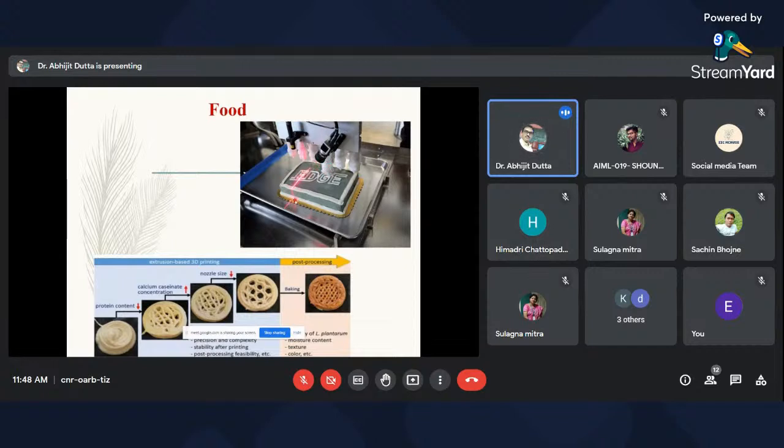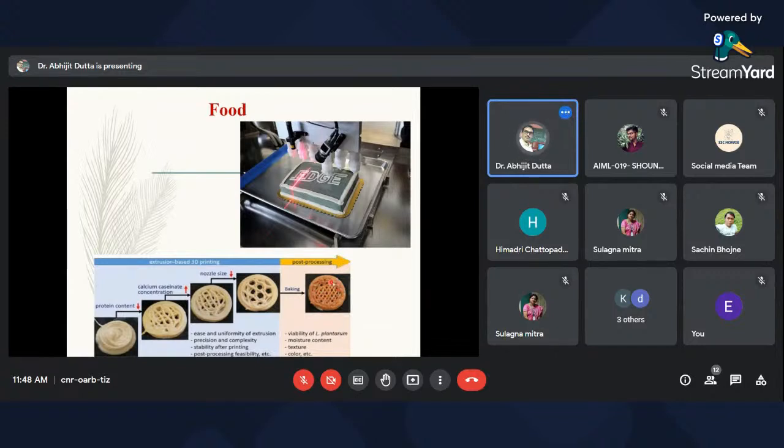You can see here, the food 3D printer is an upcoming technology that is widely used nowadays in the baking industry. You can see different materials of different nutritional value, the protein content, calcium content, and the nozzle size. Depending on the nozzle size, the design is done. And finally, the post processing is the baking.